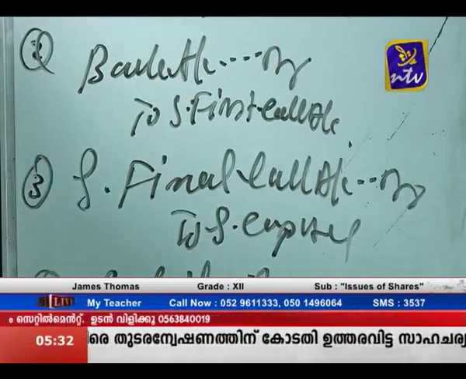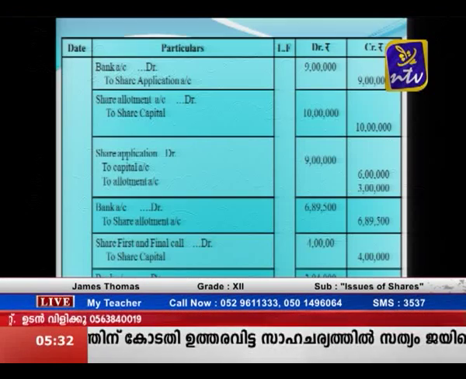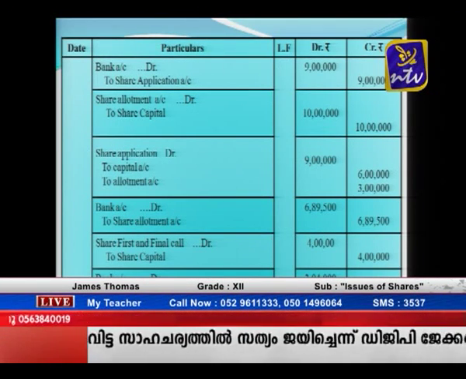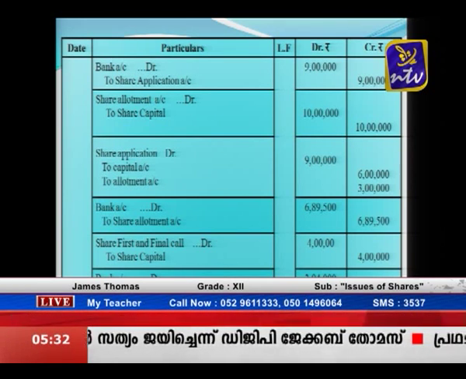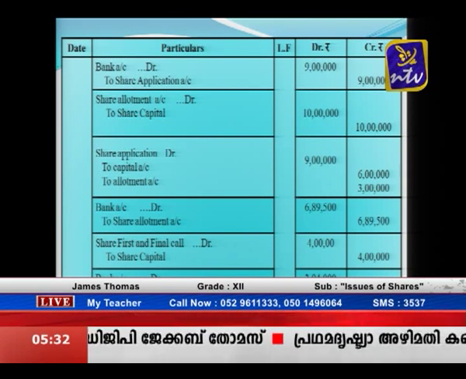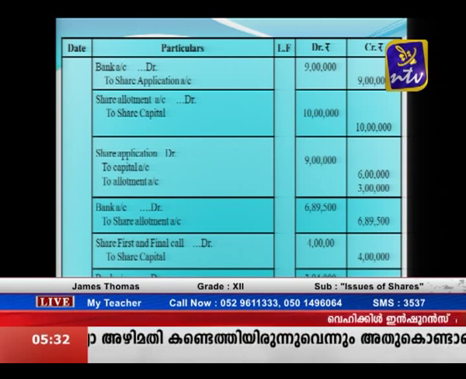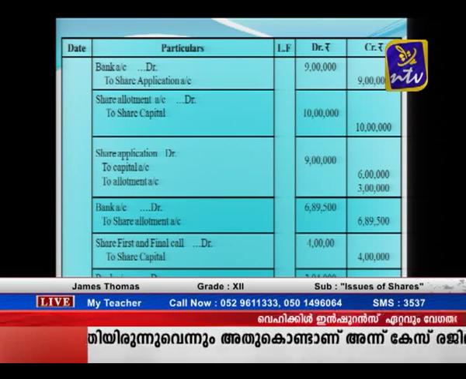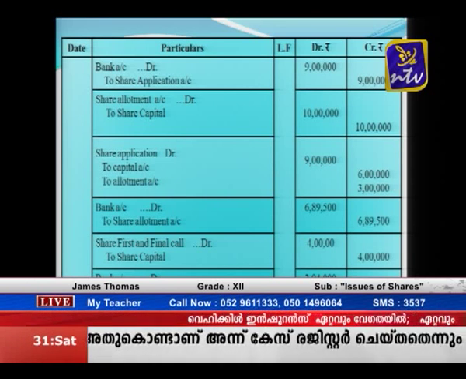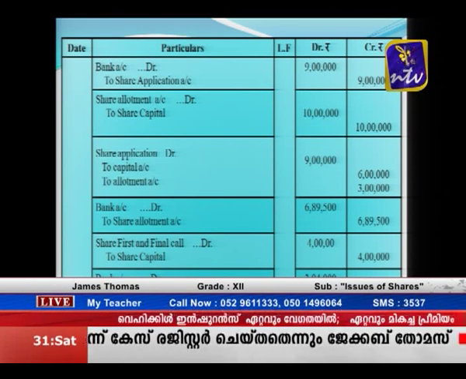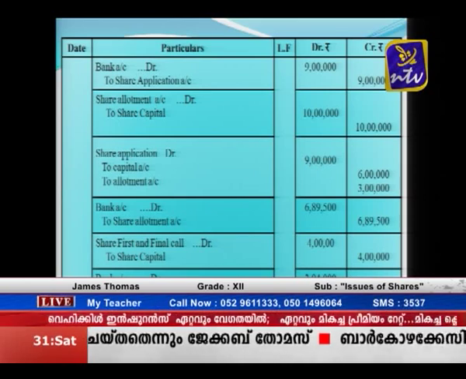So look at the monitor, you can see everything clearly. Share first call account debtor to share capital, and also when we are getting first call, entry is bank account debtor to share first call, and on making final call, your entry is share final call account debtor to share capital. On receiving final call, our entry is bank account debtor to share final call. Now you can see we have studied the 4 mark question.